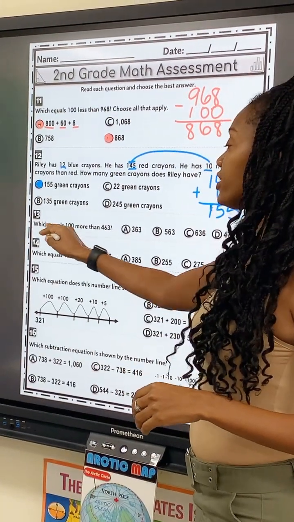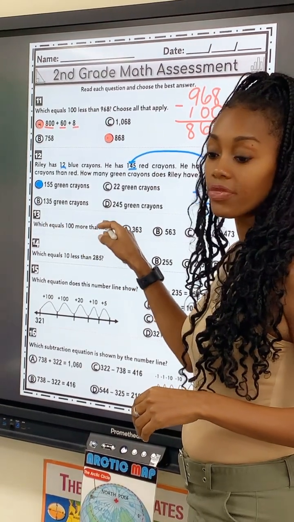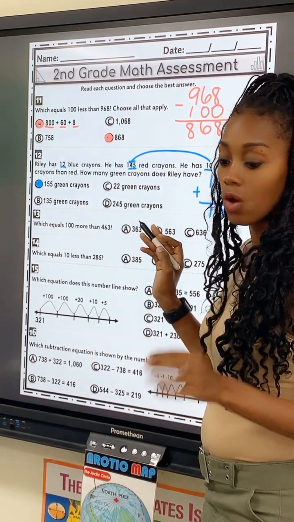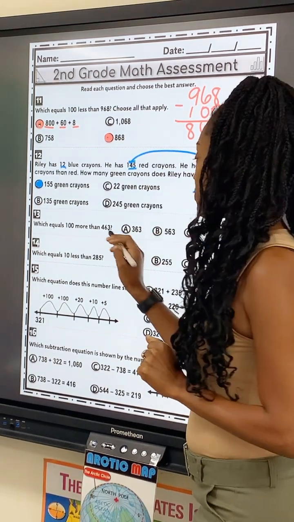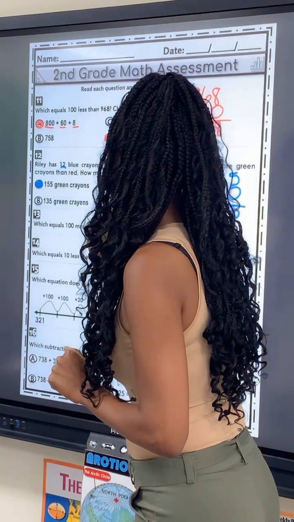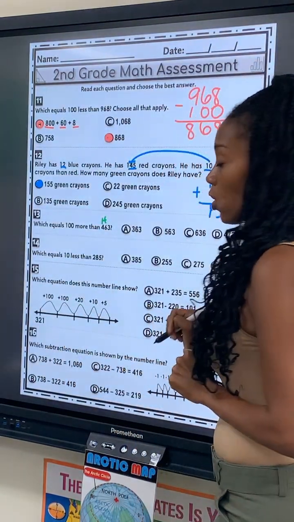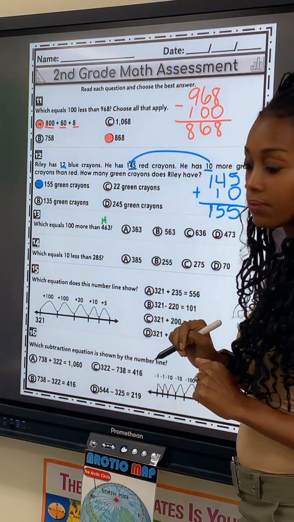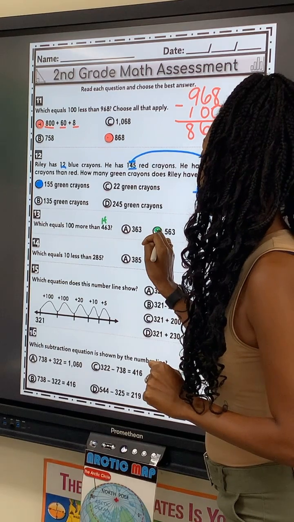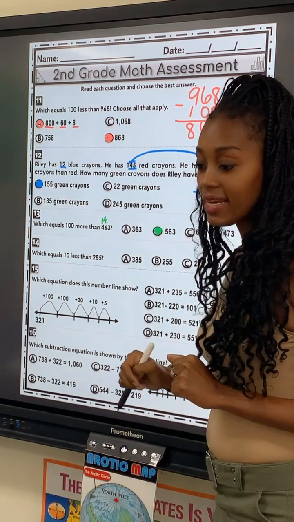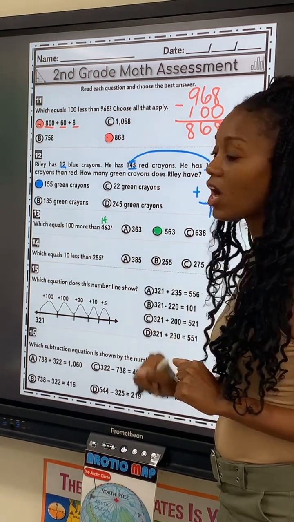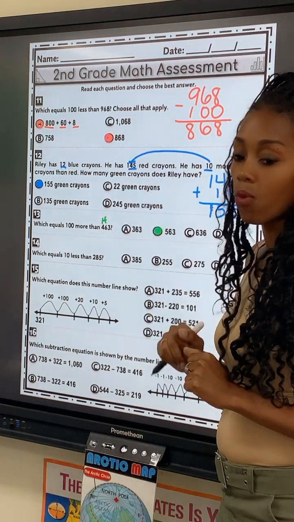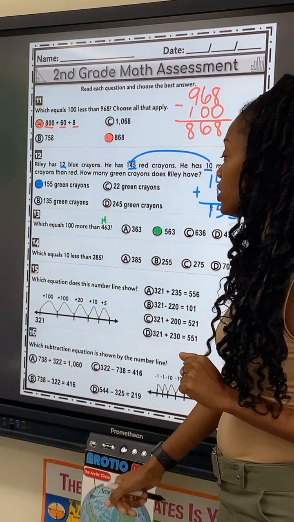Go. Which equals 100 more than 463? What place do I need to be looking in? The hundreds. The hundreds place, which is right here, which is the 4. So what's my answer? 563. The only place you should be concerned with is the hundreds place, and we have 100 more, so we go up 1, which makes it 563.